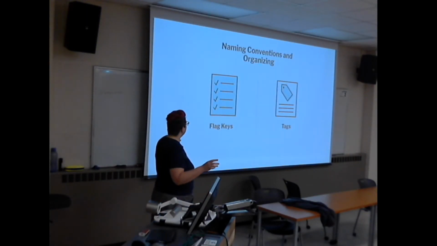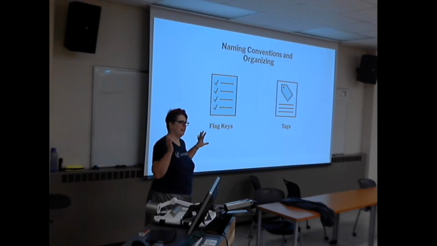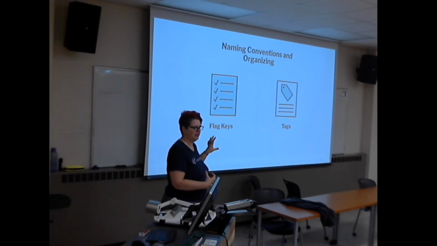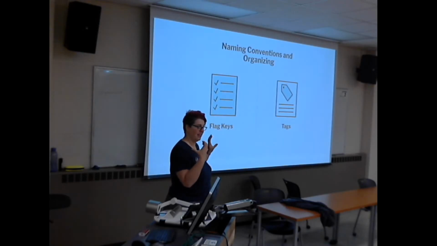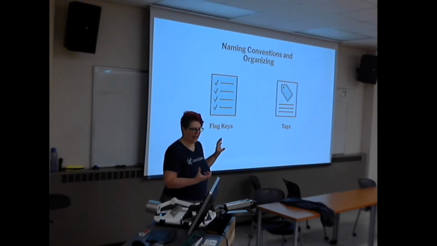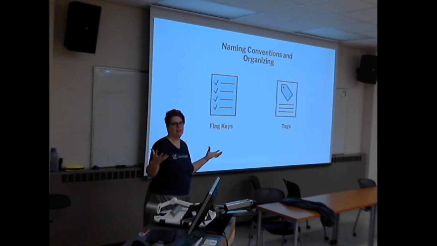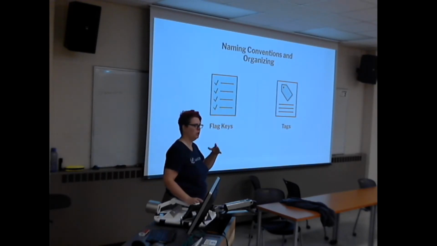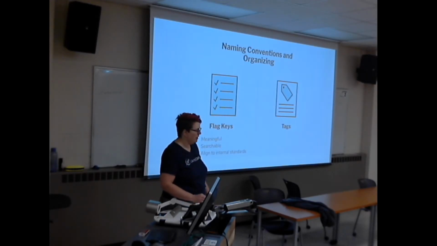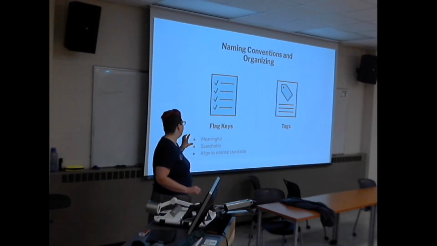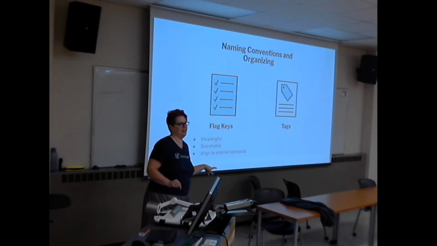So, flag keys are the name that the flag knows itself by, that you search for it by. It's the canonical code name. And tags are the other sort of metadata about what the flag is. Who belongs to it, what it belongs to, which projects it's in. Flag keys are meaningful and searchable and aligned to internal standards.